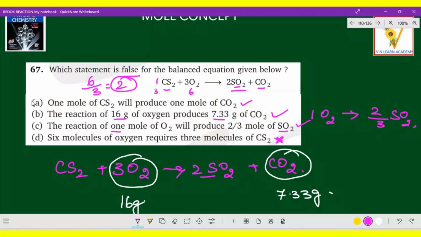I hope you got the clarity. The other 3 are all correct. The wrong option, the false statement, is the last one: 2 moles of carbon disulfide combined with 6 moles of oxygen. I hope you got the clarity. Come on, let us go to the next question.